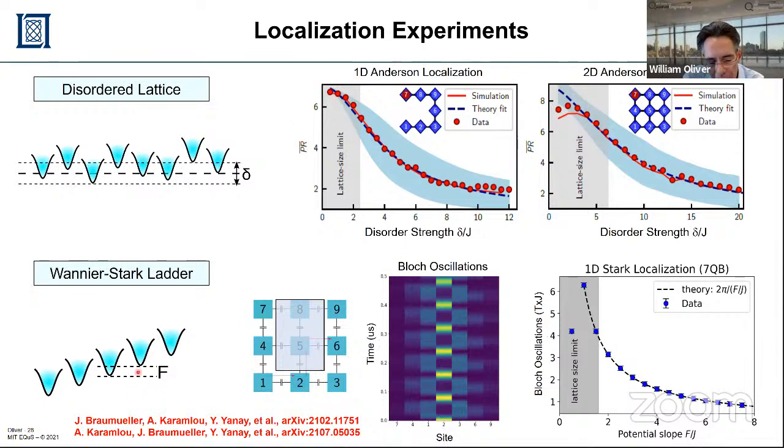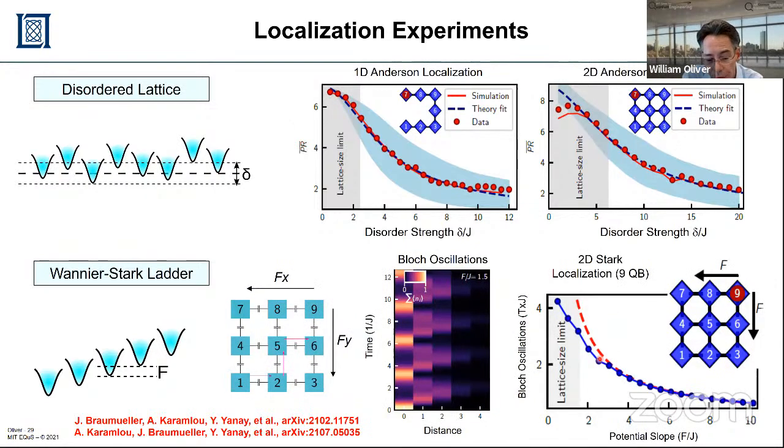And when you're localized, what happens is the excitation starts at 2, and as a function of time, it tries to go to 1 and 3 and onwards, but then it quickly comes back to 2 because of this gradient. And it oscillates like this. It goes away and comes back and goes away and comes back. And these are called Bloch oscillations. And when we see that in 1D, we also see it in 2D. And then here's a 1D Stark localization example. All right, here it is for 2D.